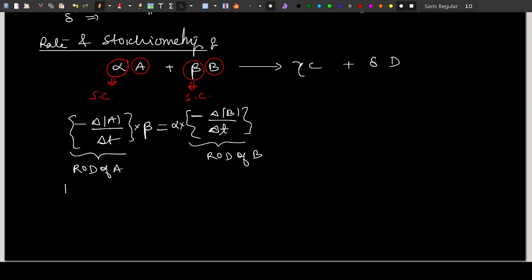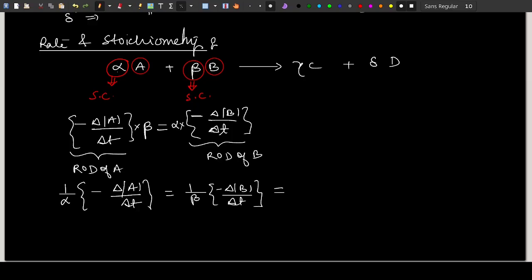We can say here 1 upon alpha, this is delta A upon delta T, and 1 upon beta, this is delta B upon delta T. The same operation we can do for all of these, and in the same way it will be 1 upon gamma, delta C upon delta T, and 1 upon delta into delta D upon delta T. This is the rate of appearance of C, and the rate of appearance of D.